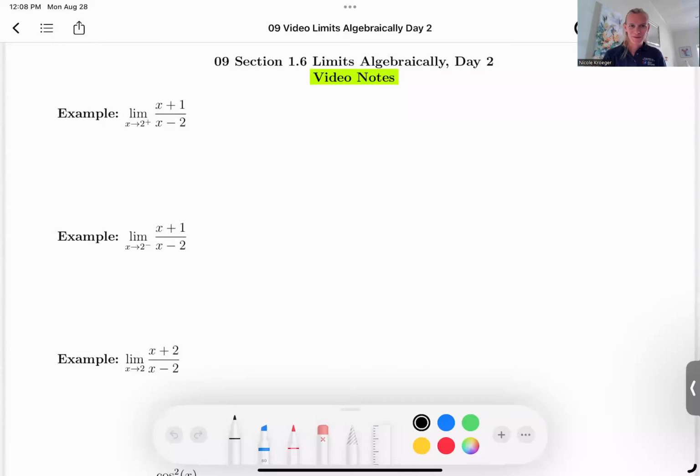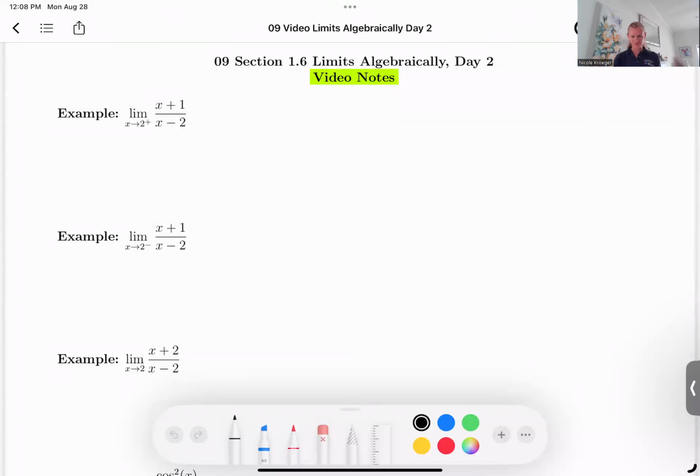Last class, we talked about limits where we got 0/0 when we plugged our number in, and that indicated to us that we had to simplify things. Today, we're going to look at examples where we get a number divided by 0. So we still have 0 in the denominator, but we don't have 0 in the numerator, in which case we won't be able to simplify, but we will be able to see some fun things that happen.